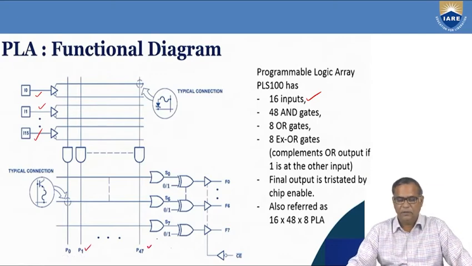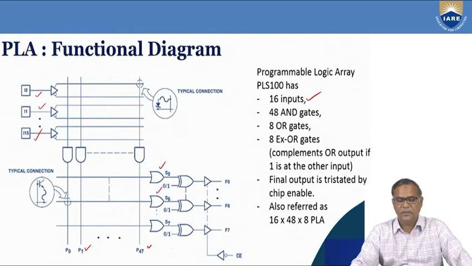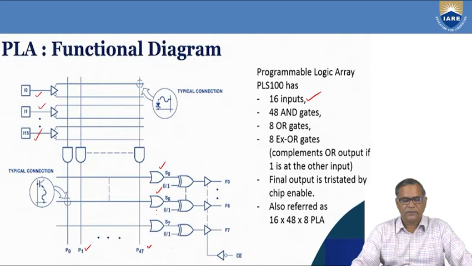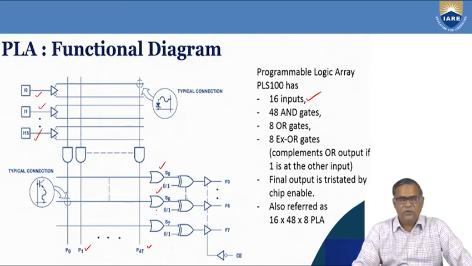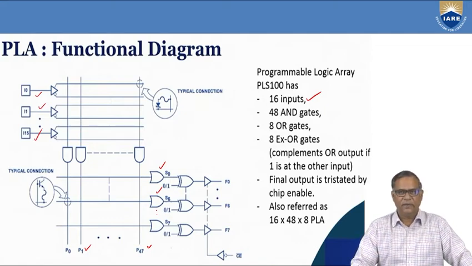There are 48 AND gates and 8 OR gates. You can see here there are 8 OR gates, and there are 8 exclusive OR gates also. These are the 8 exclusive OR gates. The use of the exclusive OR gate is that it provides the function in its original form and also in its complemented form. So that is the use of the exclusive OR gate. In what way it is exactly useful, I am going to show using an example.